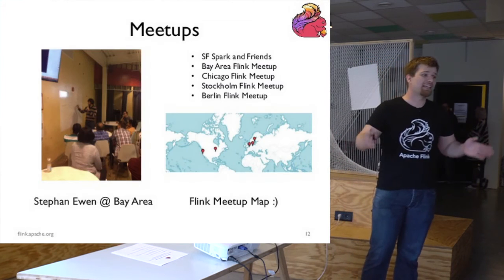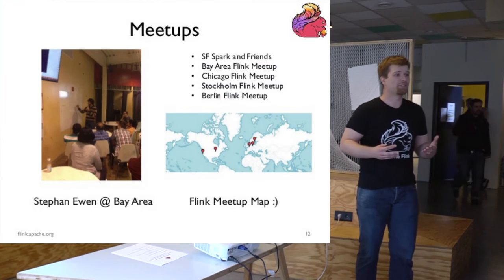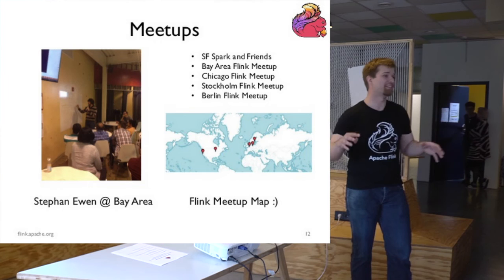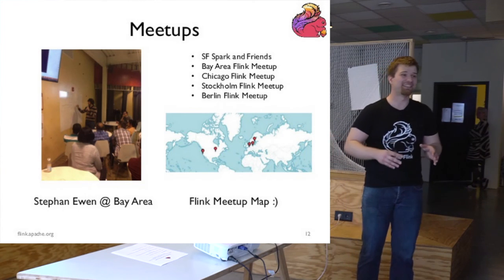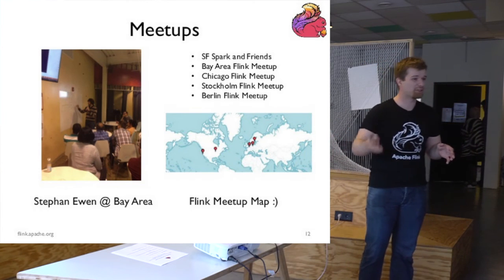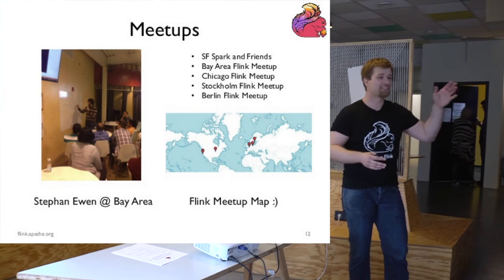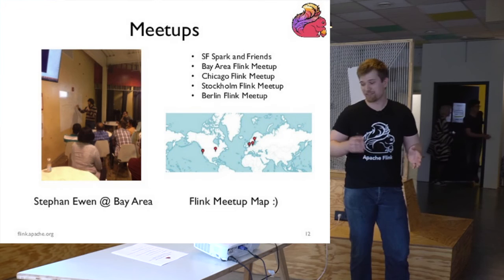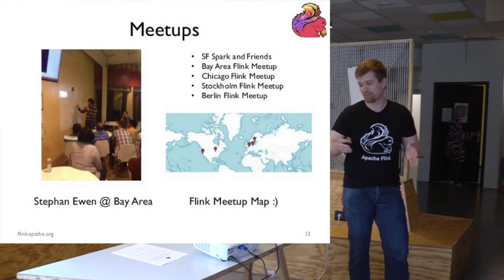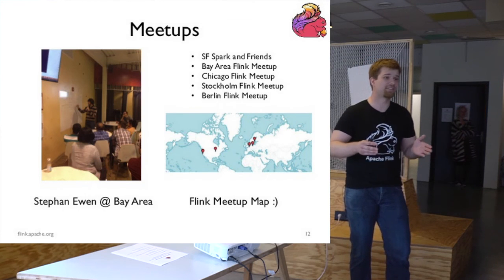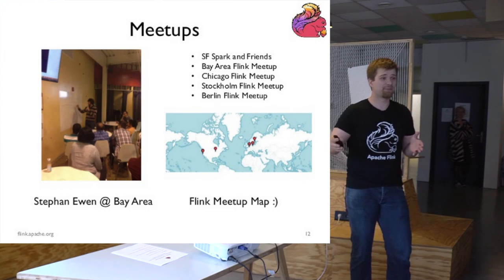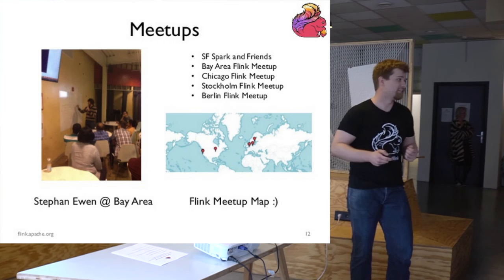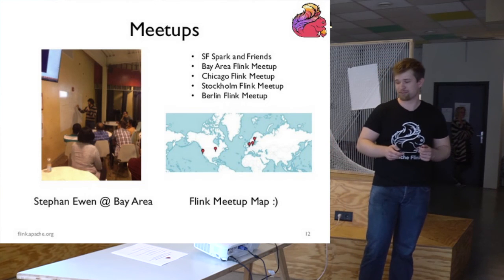And as people are starting to know more and more about Flink, there are meetups popping up everywhere. We already announced the Stockholm meetup here. Now we have two more meetups in the US, one in Chicago and another one, the San Francisco Spark and Friends meetup, as well as the Bay Area meetup where Stefan presented a week ago.